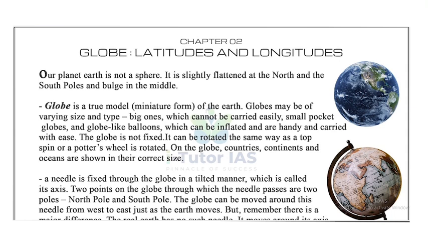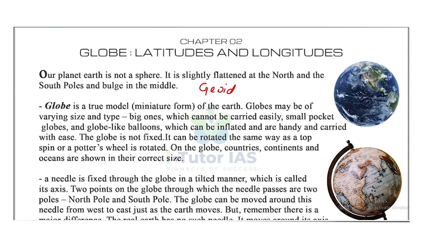Our planet Earth is not a sphere. It is slightly flattened at the north and the south poles and bulged in the middle. So we know what the shape of our Earth is. It's a geoid shape. So it's not circular and it's not a sphere. It's a geoid shape, slightly flattened at the north and south poles and bulging in the middle.